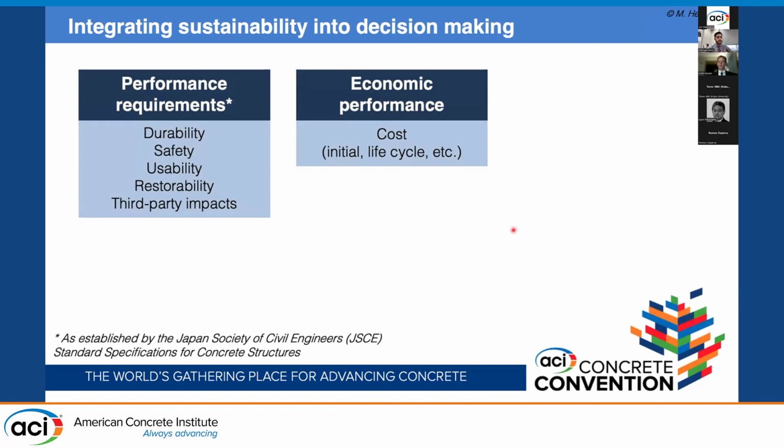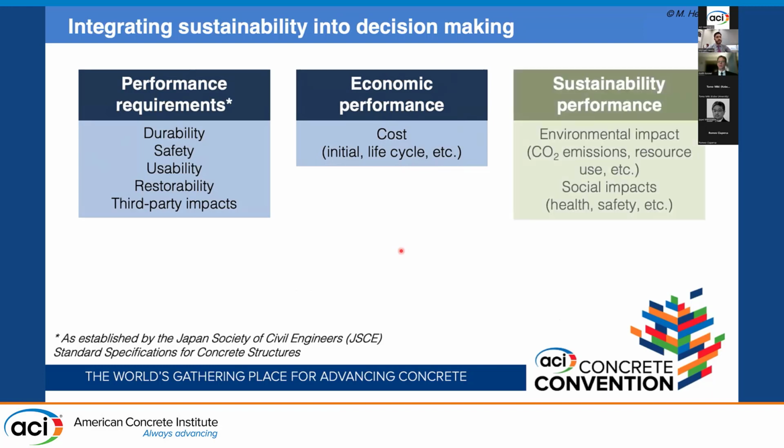So commonly or traditionally, for the design of concrete structures, we need to meet performance requirements. These would be things such as durability, safety, usability, restorability, third-party impacts. And these typically are balanced against the economic performance, typically the cost, initial cost, life cycle cost, and so forth. And then we try to meet performance requirements while minimizing cost. But if we introduce sustainability into this equation, the decision-making becomes much more complicated.